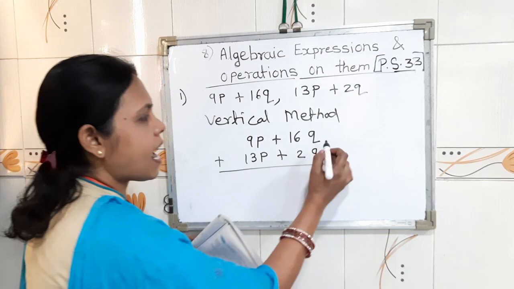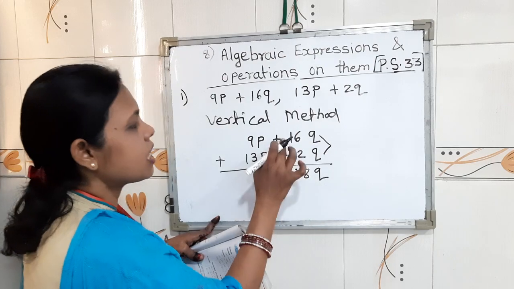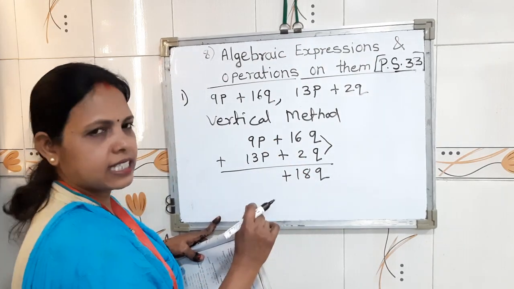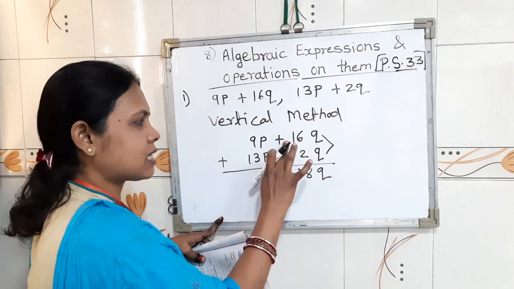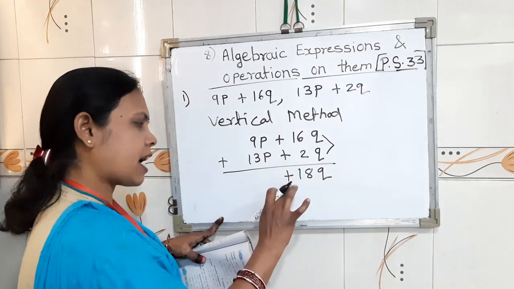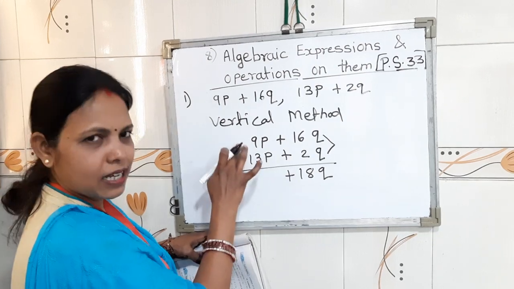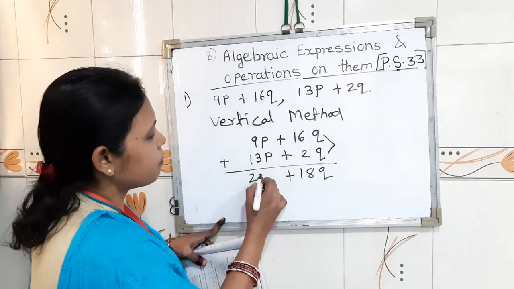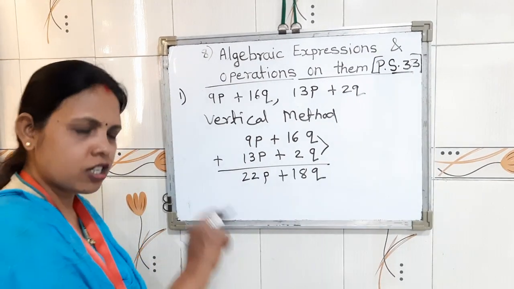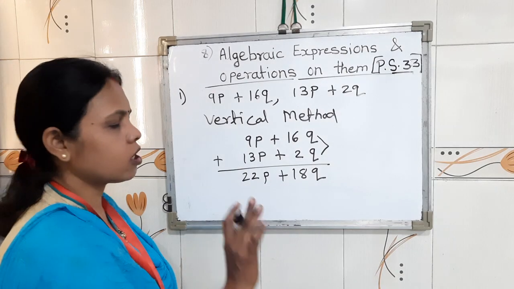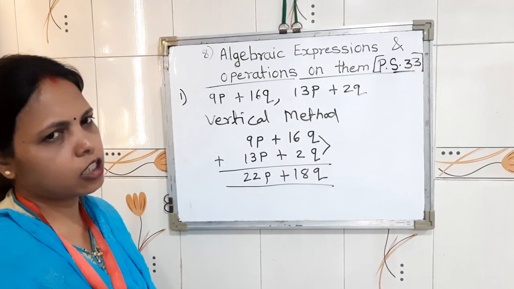Next we will add both these numbers, 16 plus 2, 18q. The plus sign will remain as it is, because 16 and 2 both have plus signs. Therefore 18 will also carry a plus sign. Next, 9 plus 13, both carry plus signs. Therefore the answer will be 22, and it will also carry a plus sign. And this 22 is the first term. If you do not put the plus sign, then also it's okay. So children, your answer is 22p plus 18q.